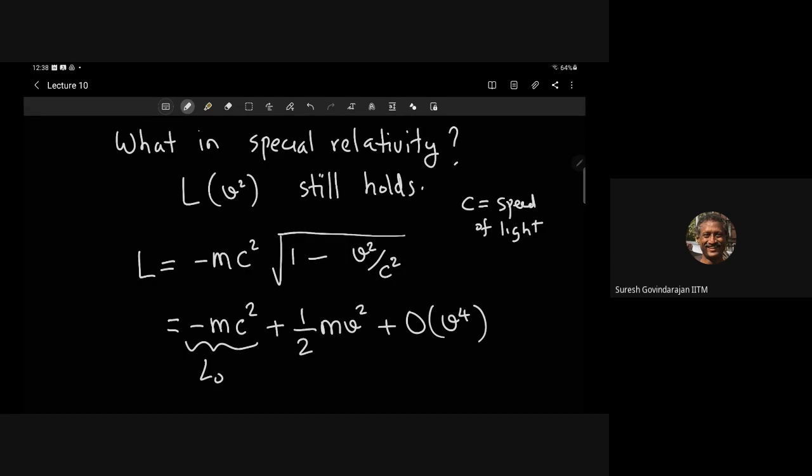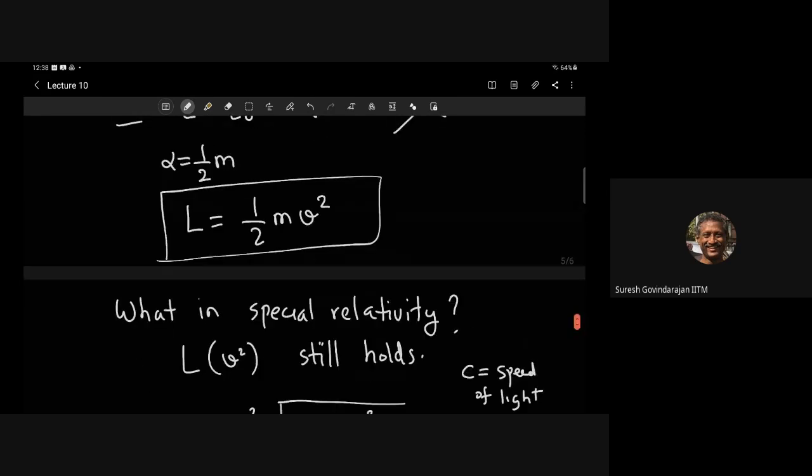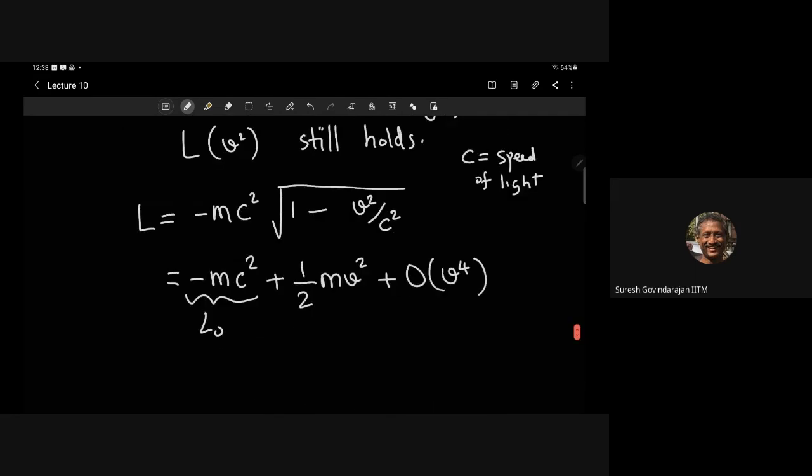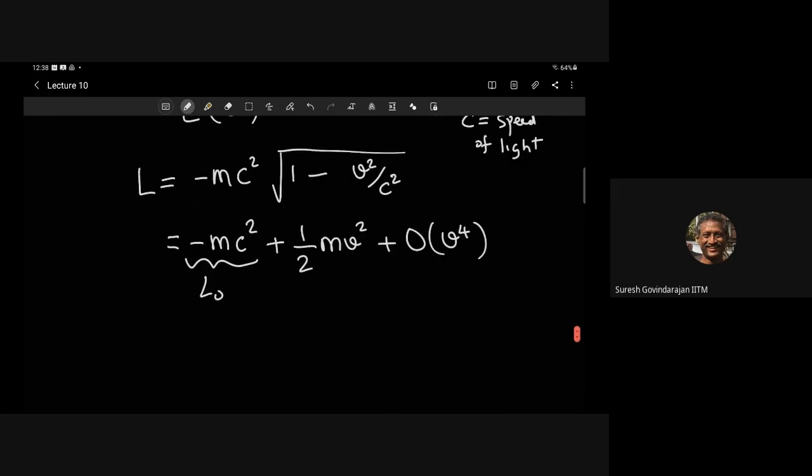Okay, so in special relativity, mc squared has some meaning. But the key is that this is Newtonian mechanics. And what special relativity tells you is not just these two terms, it gives you all orders of correction. So it's a very, very strong statement. But now we can ask, in special relativity, what is momentum?